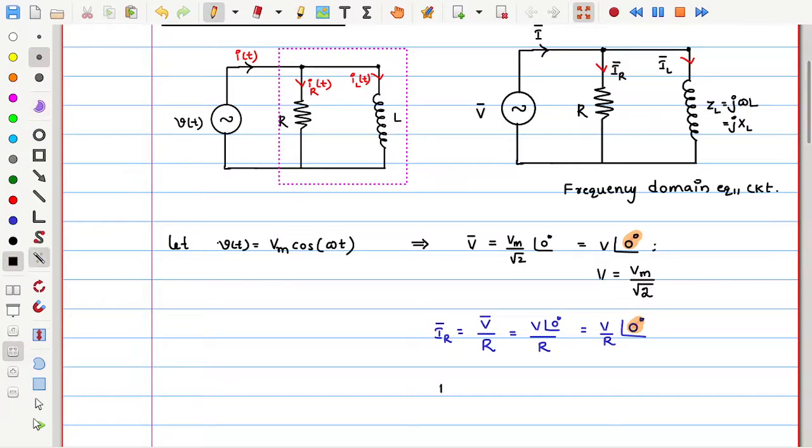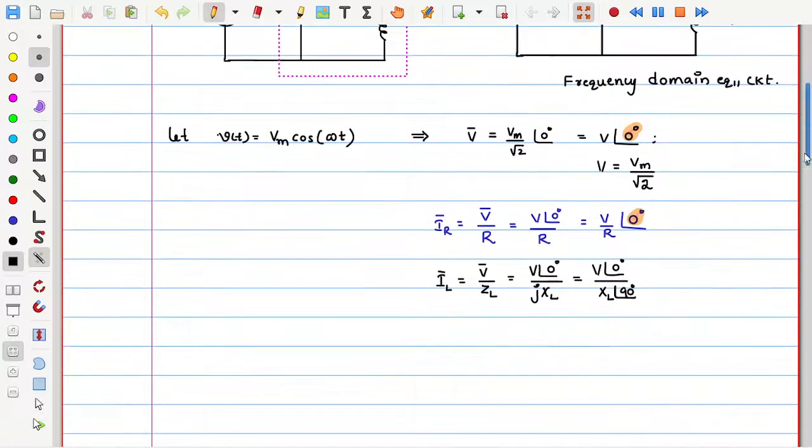Next is, let us find the inductor current. So I bar is V bar divided by ZL, which is equal to V at an angle 0 divided by jXL, which can also be written as V at an angle 0 divided by XL at an angle of 90. J is equivalent to 90 degrees, remember that. Now this is equivalent to V by XL at an angle of 0 minus 90, which is minus 90 degrees. This is what the inductor current is.